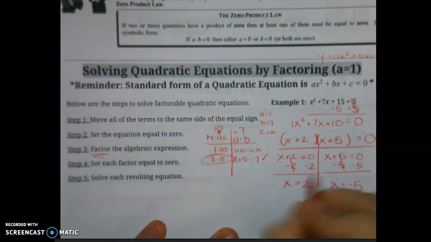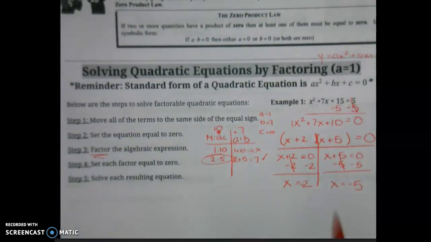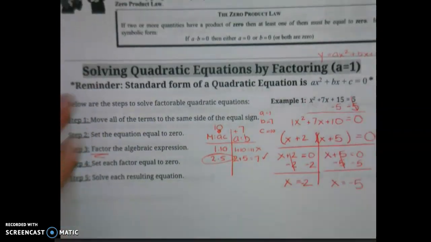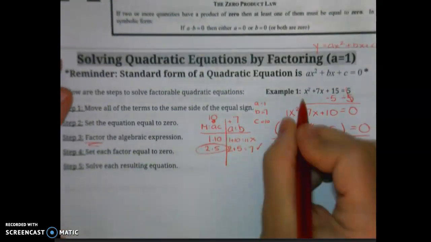Actually, 0 minus 2 is supposed to be negative 2. Sorry. So x equals negative 2 and x equals negative 5. So there are actually two solutions, or two values of x, that make this equation true. You can always check those solutions by substituting into the original equation.